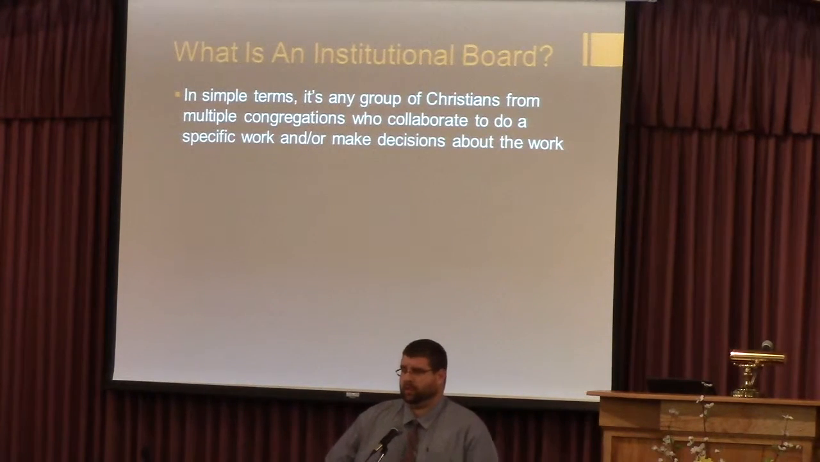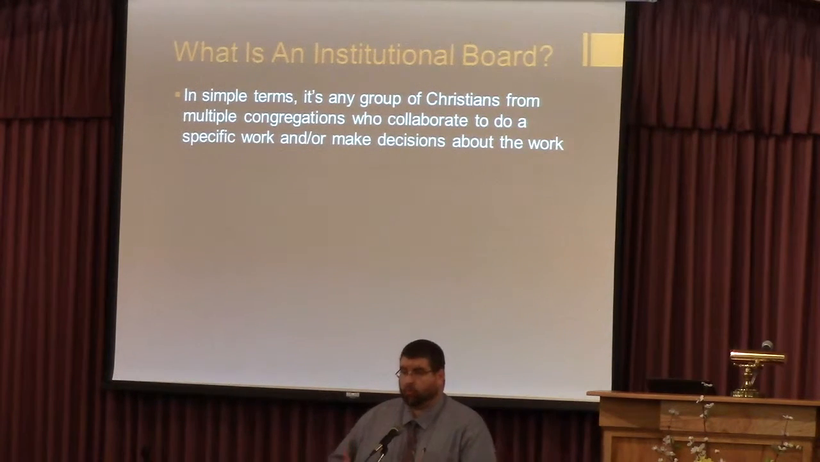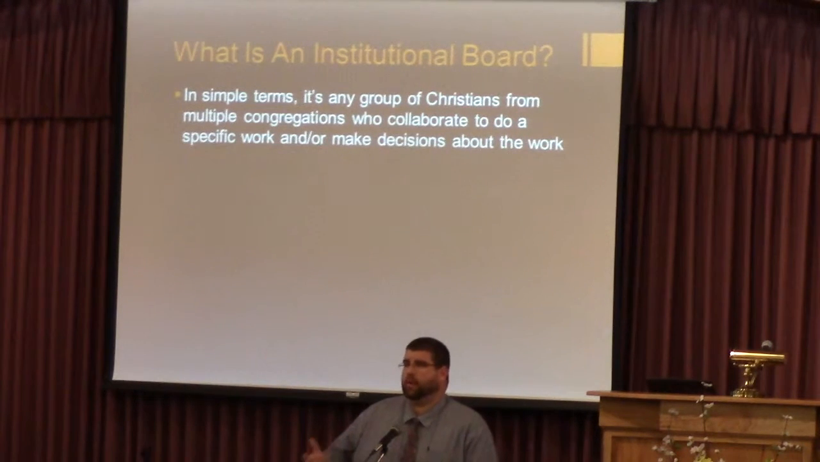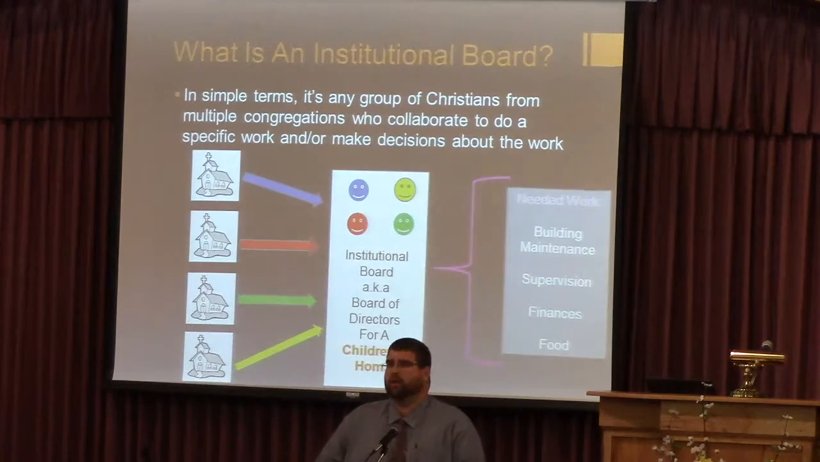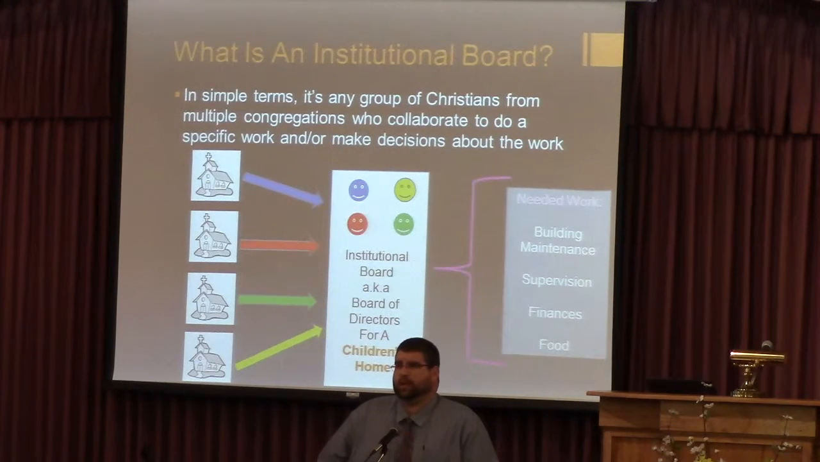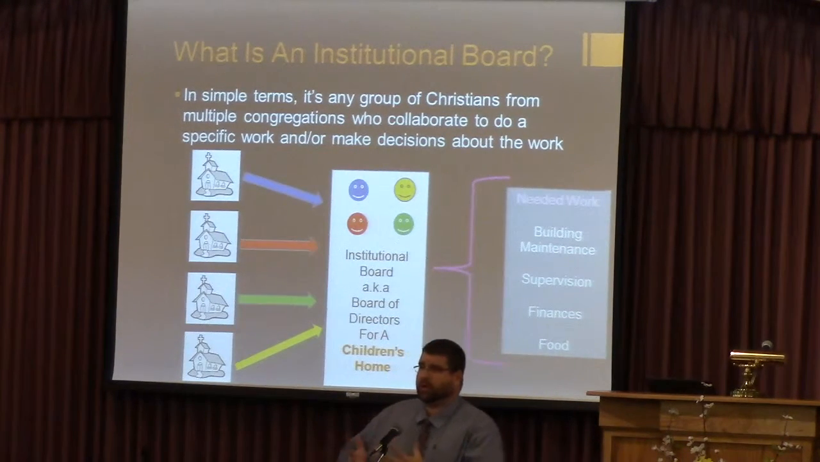When we think about the institutional board as a whole, in simple terms, it's any group of Christians that form a group, and they can be from multiple congregations, who collaborate to do a specific work or make decisions about the work. We looked at this last week briefly, but I'll go into some more detail tonight. When we look at this diagram, we'll find that we have church blue, church red, church green, and church yellow. And they all have a member from their respective congregations who might sit on a board of directors for a children's home.